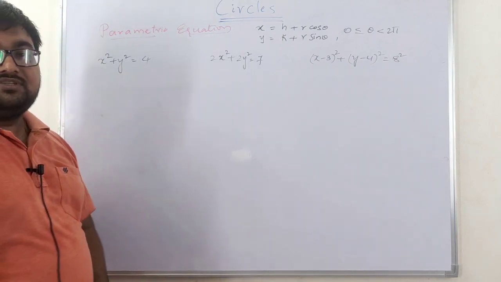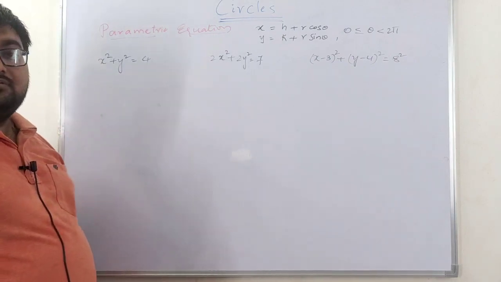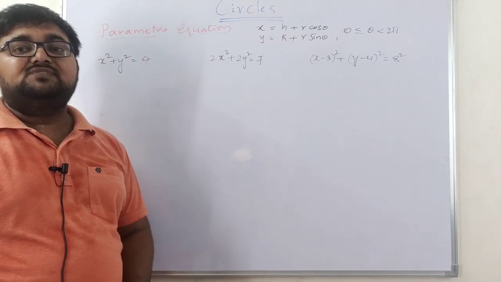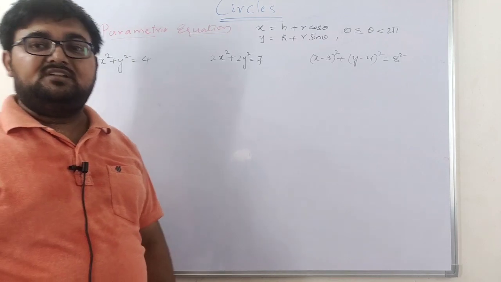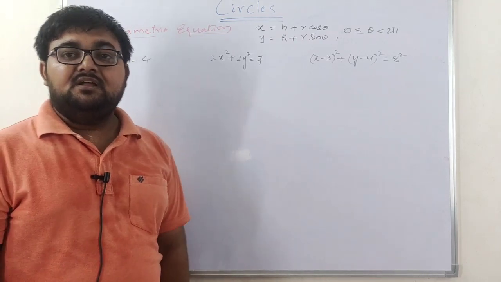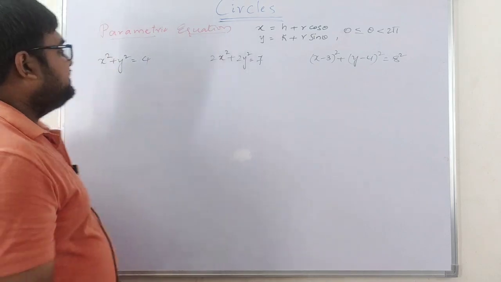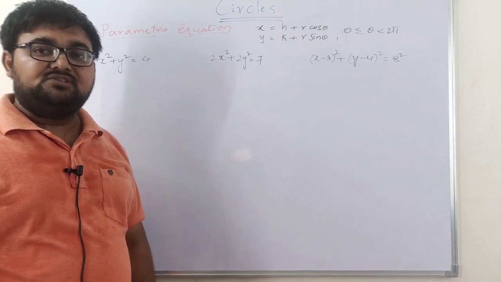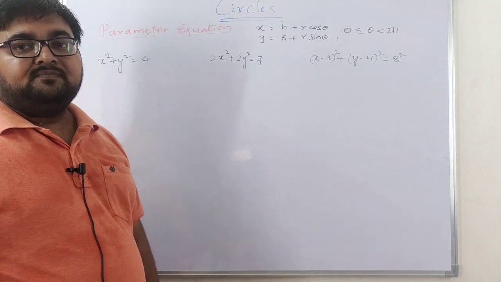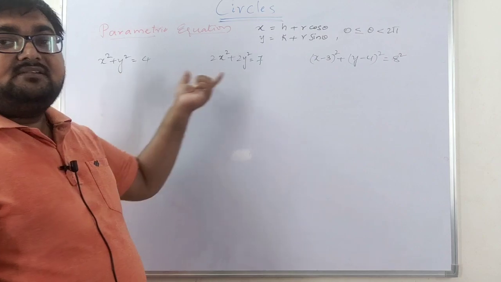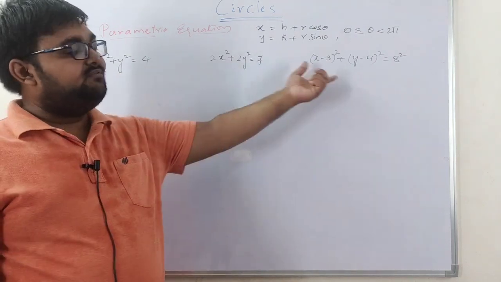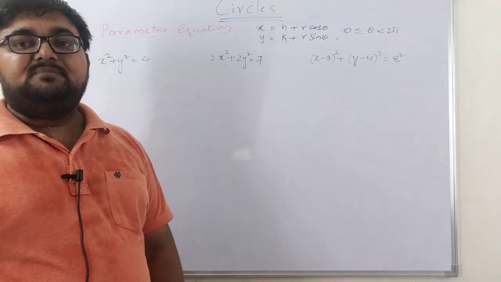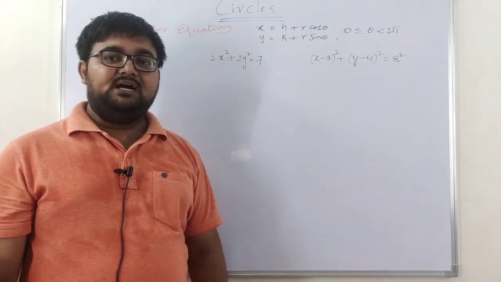So let us see the first question. Now already we know x square plus y square is equal to 4. Here there are no x coefficient or y coefficient terms, so it has the center as origin. First of all, you need to write the given equation in the form of (x minus h) whole square plus (y minus k) whole square is equal to r square.